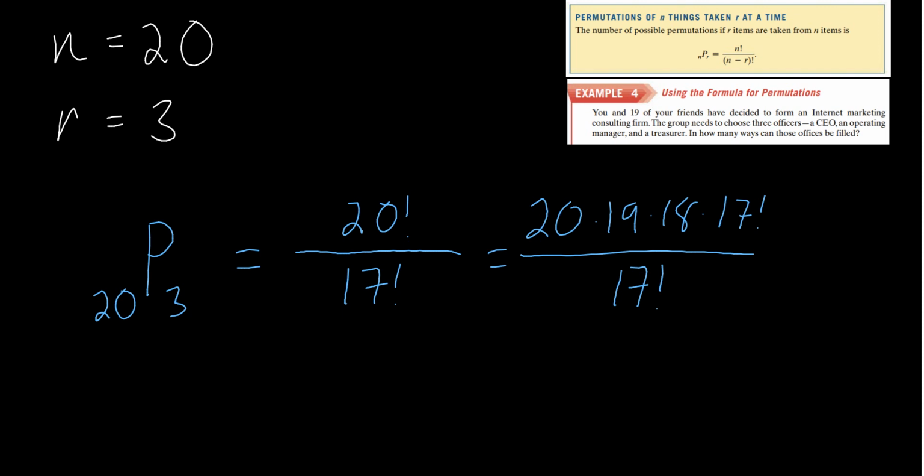And of course we can see why we do that now. We cancel out the 17 factorials, and then my solution is just going to be 20 times 19 times 18, which is 6840. So again, just to recap, the hard part here is figuring out what is n and what is r. The n is the number of items, and the r is how many we're going to arrange, the possible permutations of them. Of course, we see that definition again there. And that's it for that one.